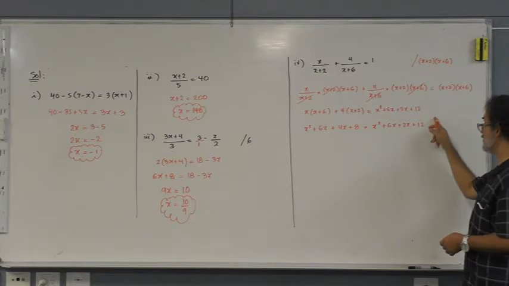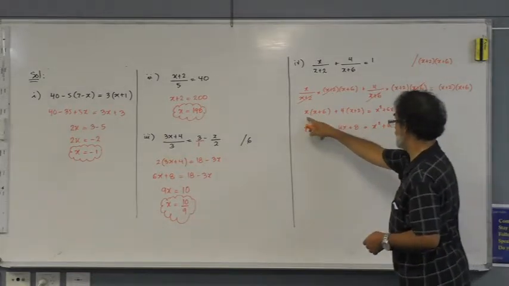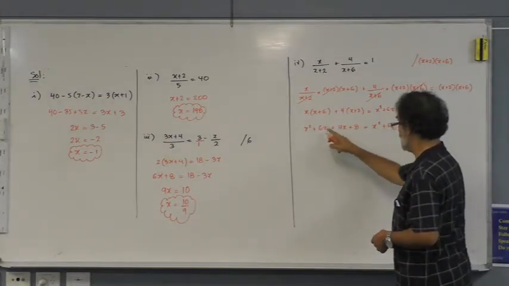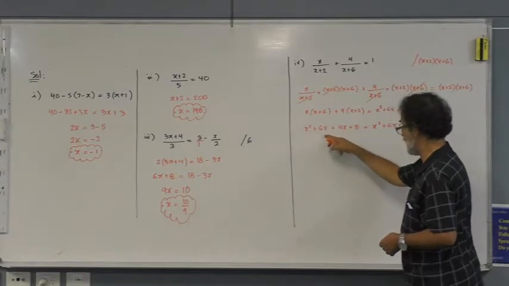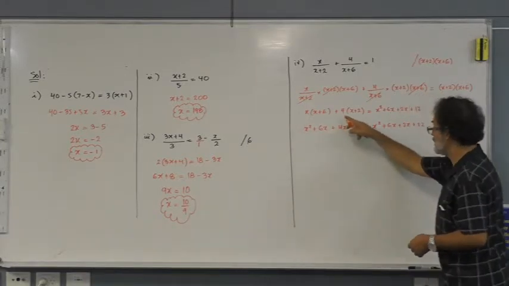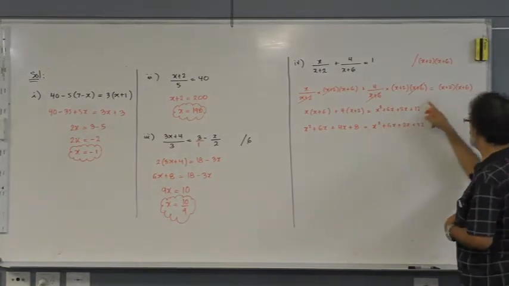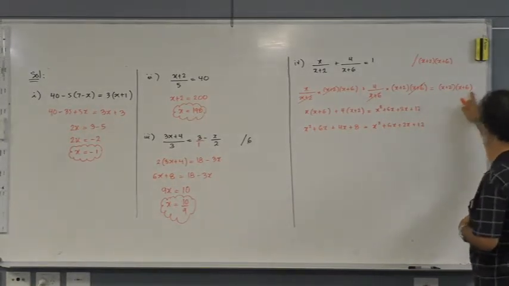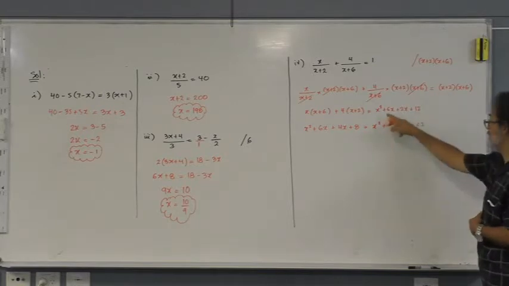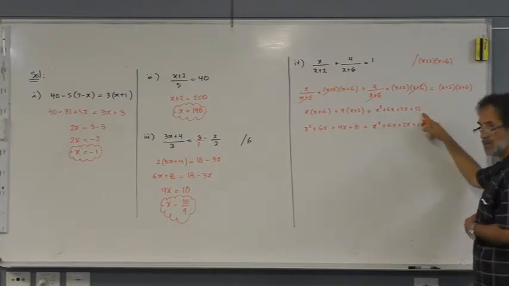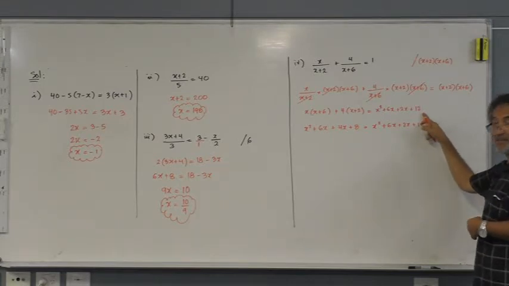All I did is just expand this bracket, and when you expand this bracket, that will give you this answer. And then when you multiply these two, you're going to have this, all right? You okay? Question?